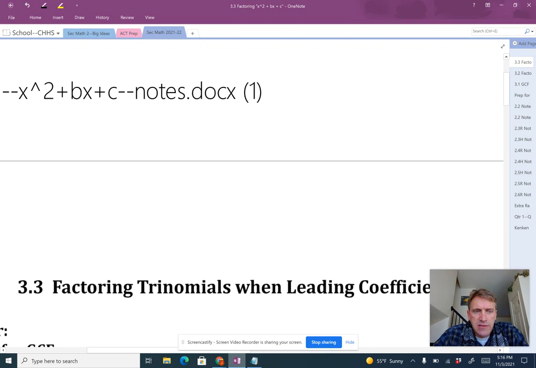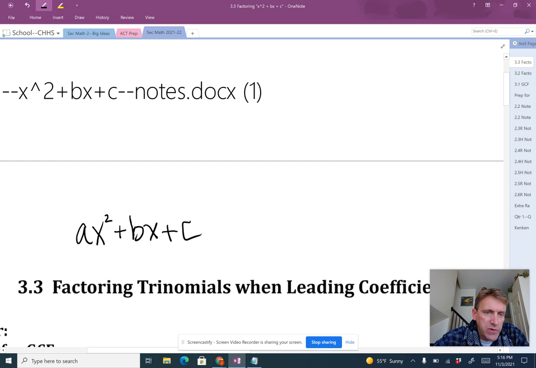Hi, and welcome. This is lesson 3.3 on factoring trinomials when the leading coefficient is 1. So the general form of quadratics is ax squared plus bx plus c, and these are called quadratic polynomials. This is a quadratic trinomial because it has three terms. When you see that it has three terms and your first term is squared, that is what we're talking about with this lesson.